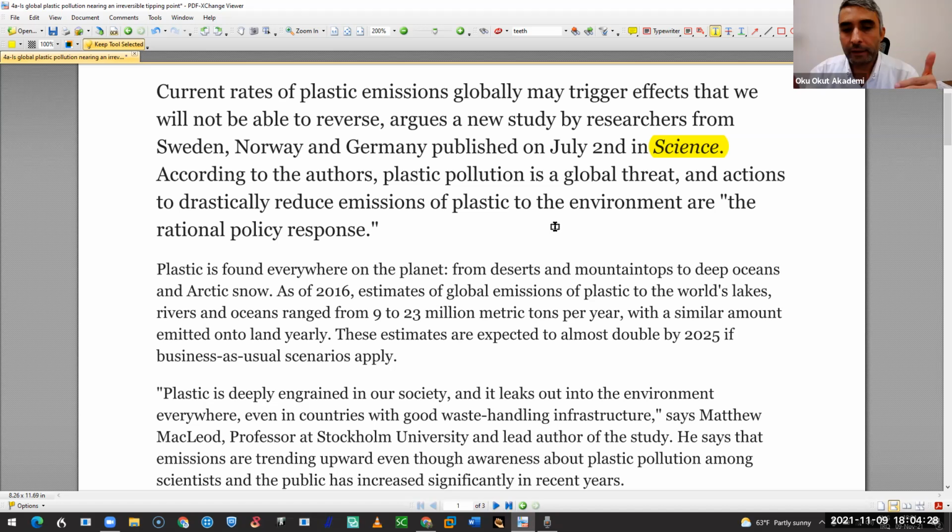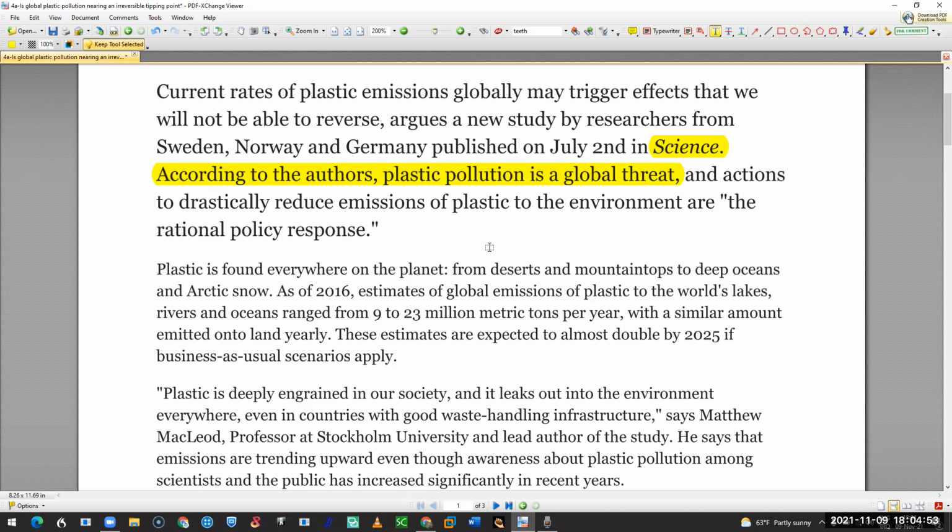What was the most important result of the study? The authors say something about pollution, plastic pollution. So it says here, according to the authors, plastic pollution is a global threat. This is an important result, right? Is that right? Yes, yes.